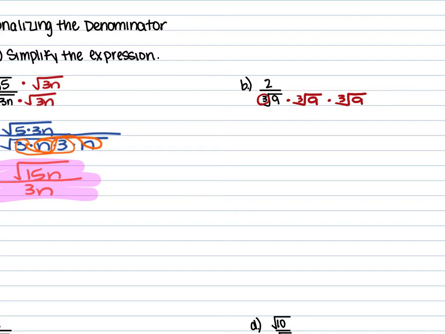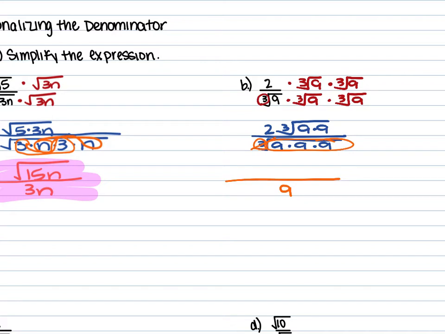You're going to do the same exact thing on the top. So we have the cube root of 9 times the cube root of 9 being multiplied by that 2. 2 times the cube root of 9 times the cube root of 9 is just 2 times the cube root of 9 times 9. On the bottom, you have the cube root of 9 times the cube root of 9 times the cube root of 9. From here, we're looking for groups of 3. You have 3 9s, so that cancels out the radical, and you just have a 9 in the denominator.